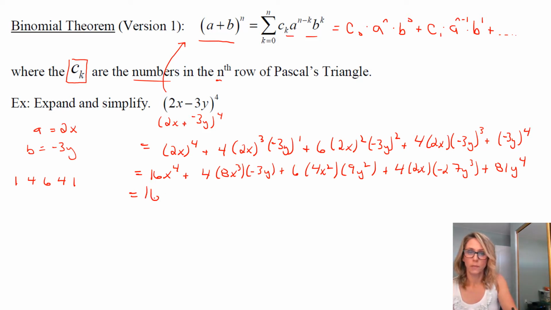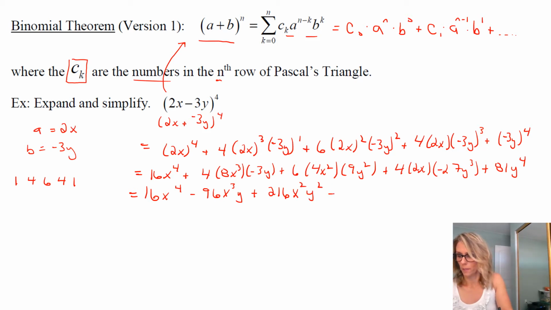And then the last step would be just to multiply everything together here. So we'll have a minus right here, and that's going to be 96x cubed y. And then the next term we will have 216x squared y squared, and then minus 216xy cubed, and then our plus 81y to the 4th.